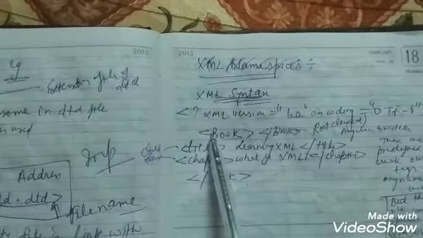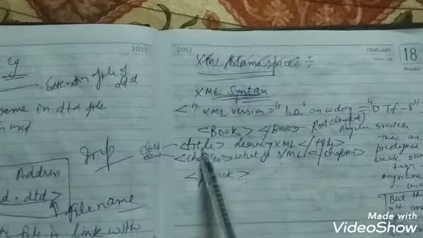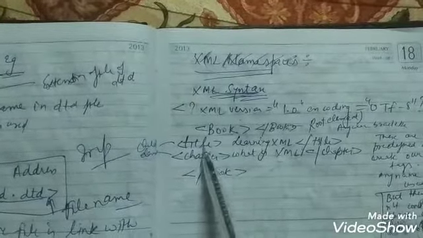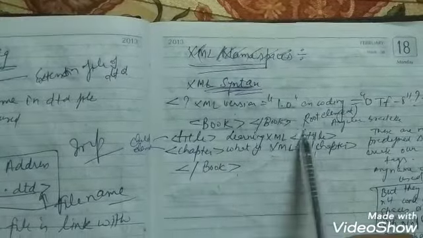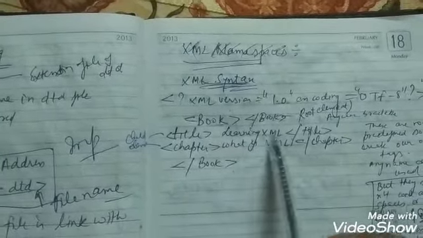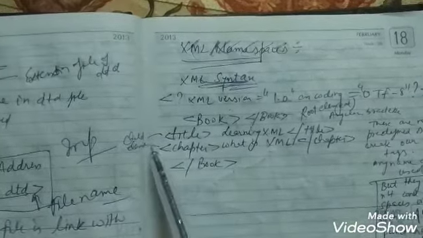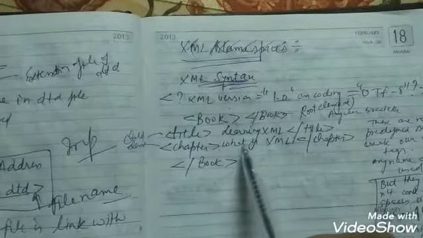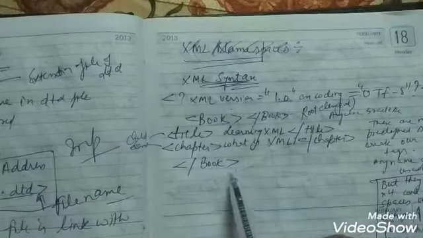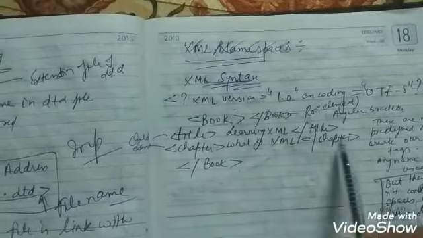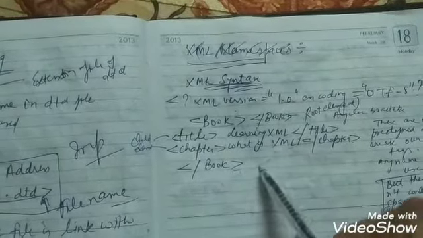Book is enclosed in angular brackets, and the title and chapter are the child elements. The title is written between the opening and closing tag, where the title is Learning XML, and there is a closing tag of this title. The second child element is a chapter, and the chapter name is What is XML, and the closing tag of the chapter. And after these tags, the last tag is written here.